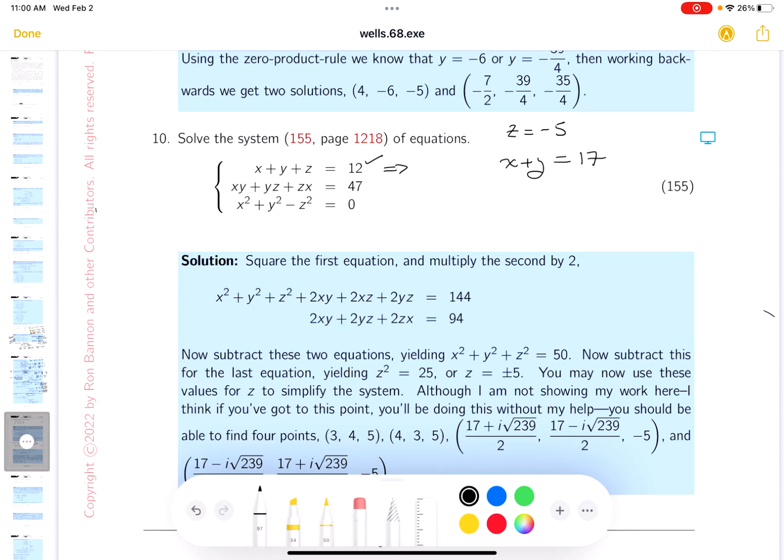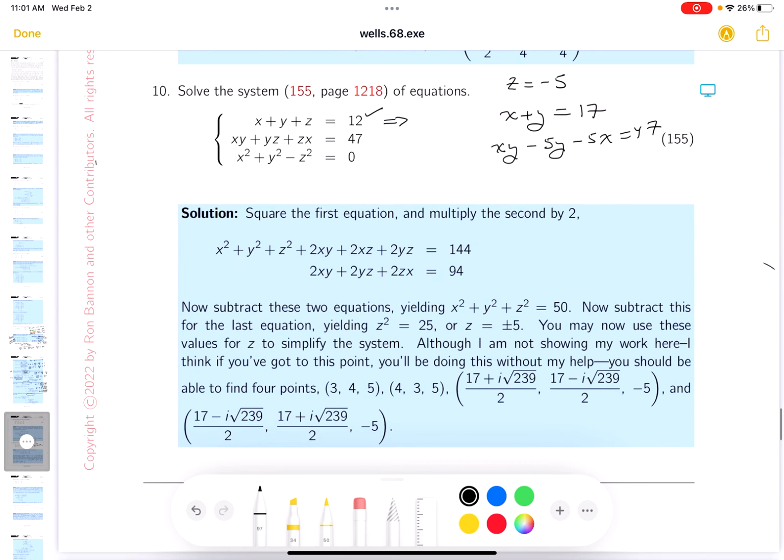And let's do the second equation. Looks pretty tough though, doesn't it? So xy, and let's write that down for you. Putting the z in, right? So xy, let's see, minus 5y minus 5x equals 47.